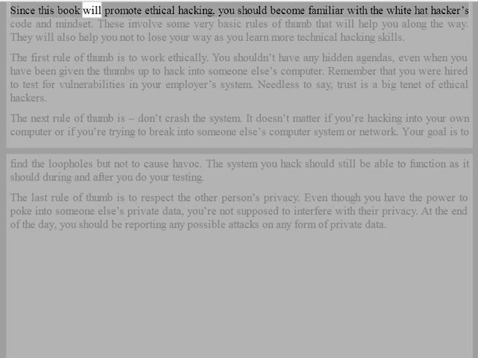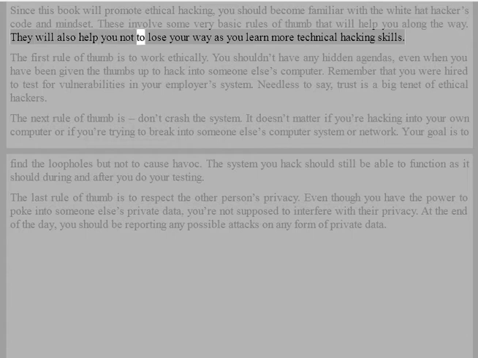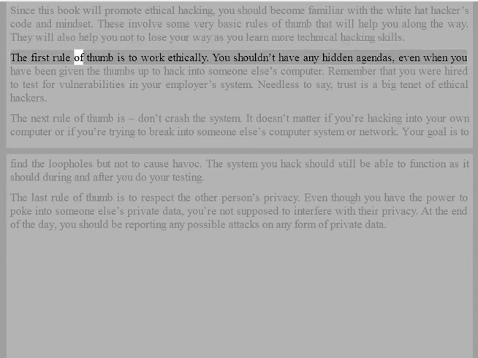Since this book will promote ethical hacking, you should become familiar with the white hat hacker's code and mindset. These involve some very basic rules of thumb that will help you along the way. They will also help you not to lose your way as you learn more technical hacking skills. The first rule of thumb is to work ethically.